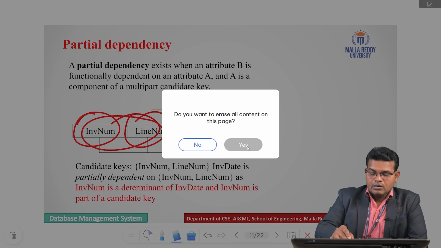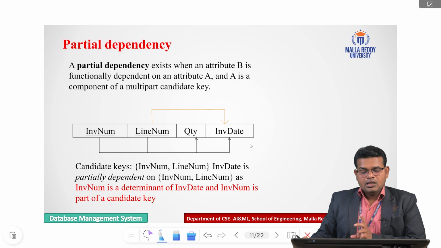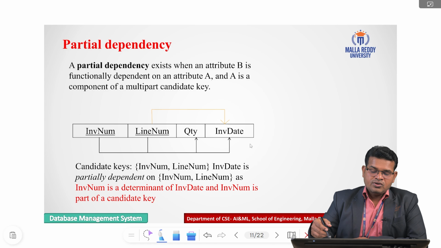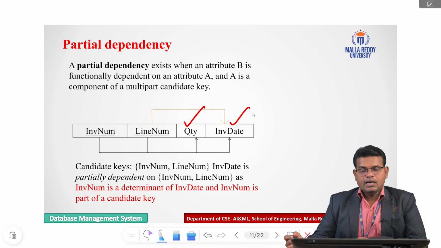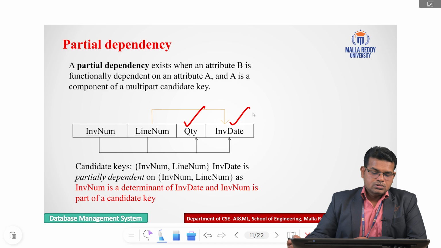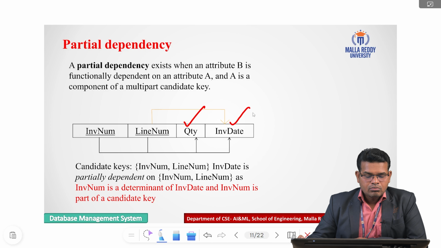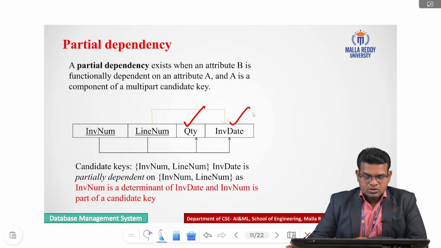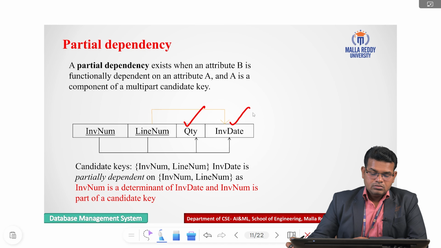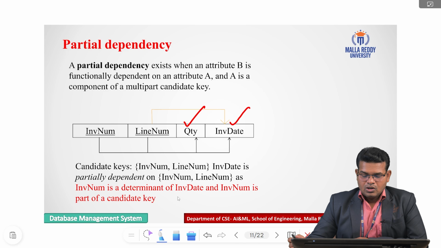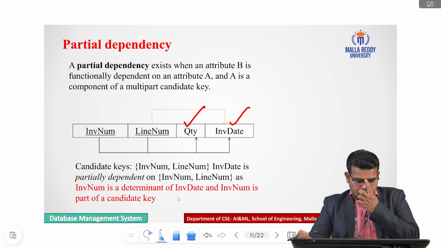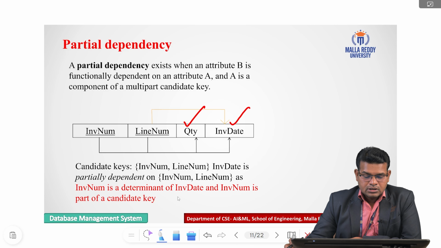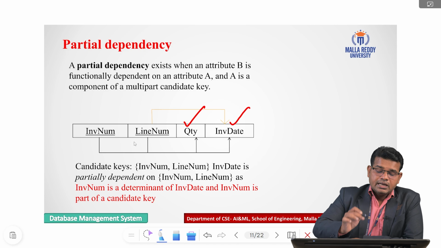If these two form the candidate key, from the candidate key we are able to determine the values of quantity and inventory date. That means quantity and inventory date both are functionally dependent on inventory number and line number. So what are the candidate keys of this table? Inventory number and line number. Now inventory date is partially dependent on inventory number and line number. How can we say this?